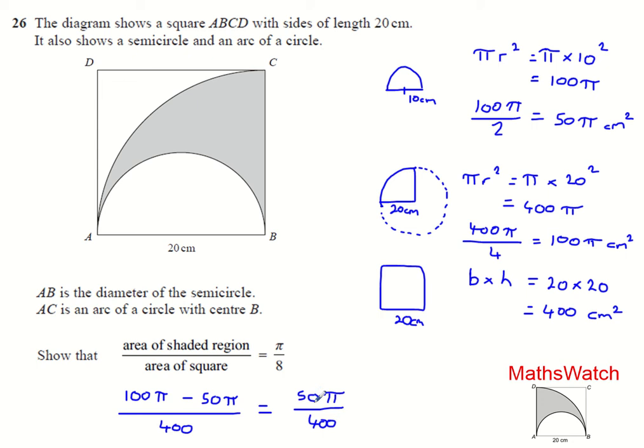Now this is a fraction that we can simplify. We can count how many 50s go into 400, and we find out that's 8. So this will be worth 1 pi over 8. And that is what we wanted to show. So the area of the shaded region is pi over 8 centimetres squared.